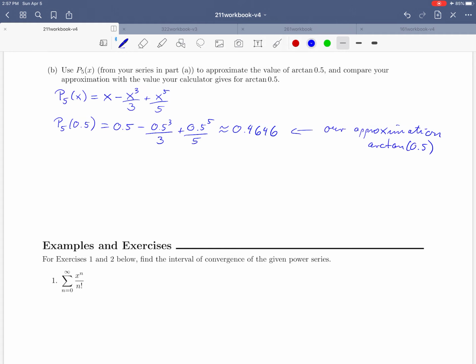Punch it into your calculator. Make sure you're in radians. The arctangent of 0.5 is, drumroll, 0.4636. That is not a bad approximation. We actually picked up the first two digits with just a fifth degree power series expansion.